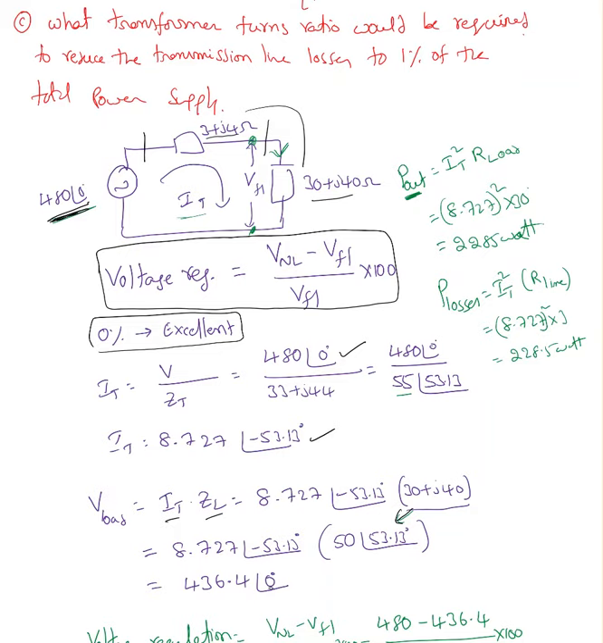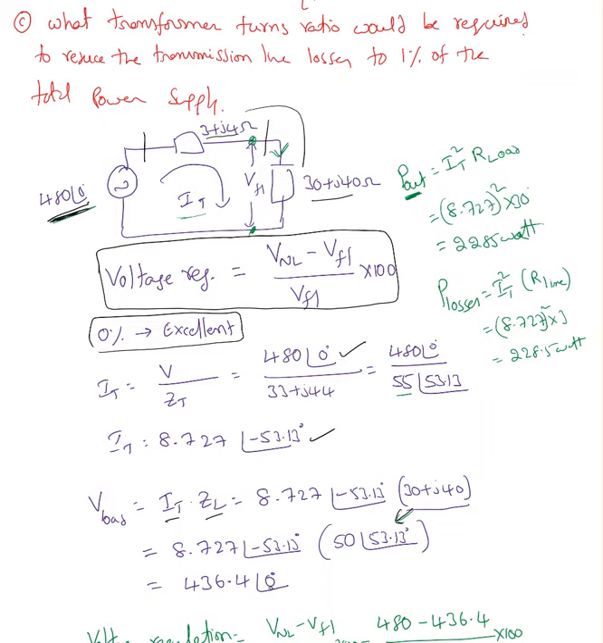Now the voltage regulation is V no load minus V full load over V full load. So 480, that's the given value, is V no load. That indicates that if nothing is connected here, then all the supply voltage will appear here, right? So that's what V no load indicates. So 480 minus 436.4 over 436.4 times 100. Voltage regulation, we always say as a percentage, which is 9.99%.